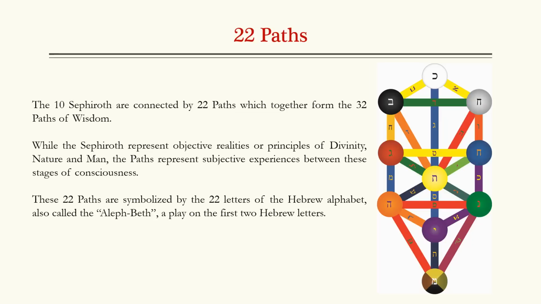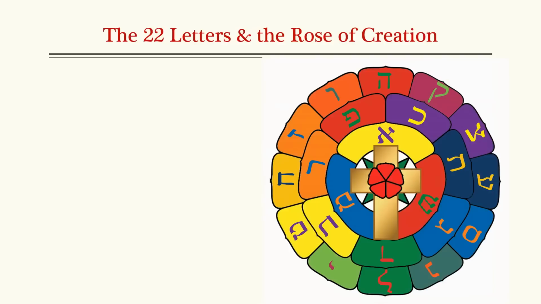The 22 paths are symbolized by the 22 letters, the Aleph-Bet, like we talked about earlier. Now let's get into the 22 letters and the rows of creation. So take a moment just to see this diagram.